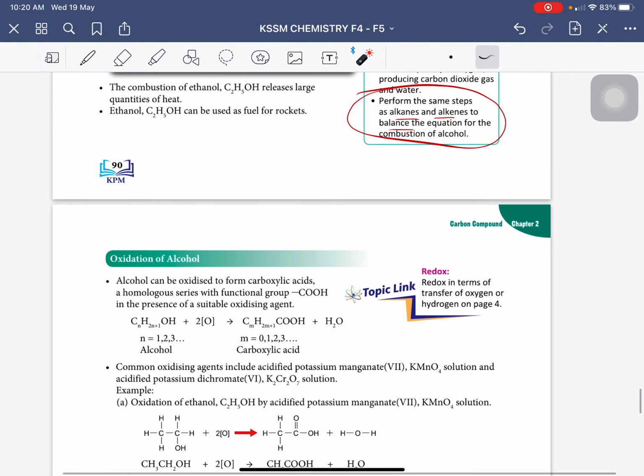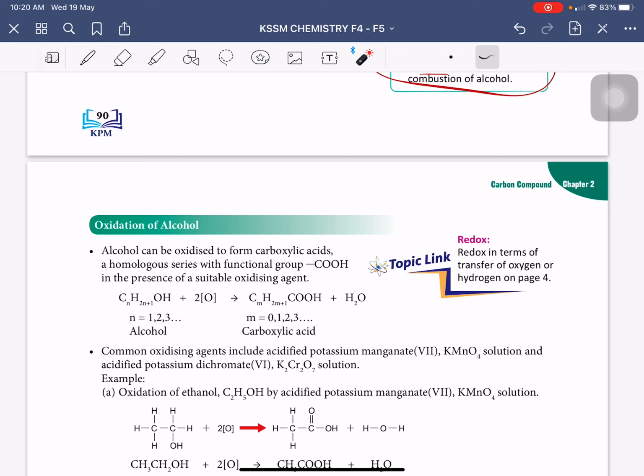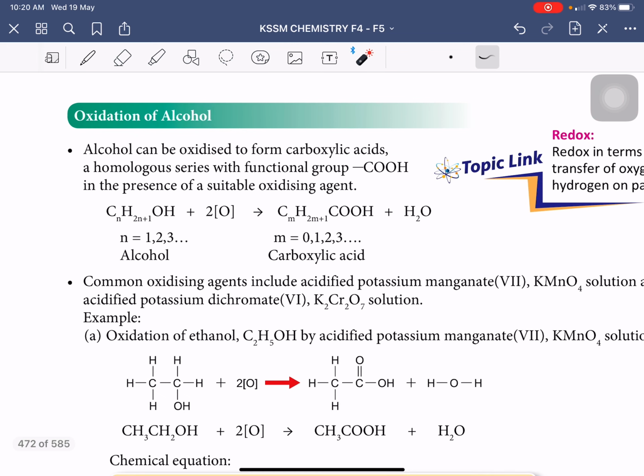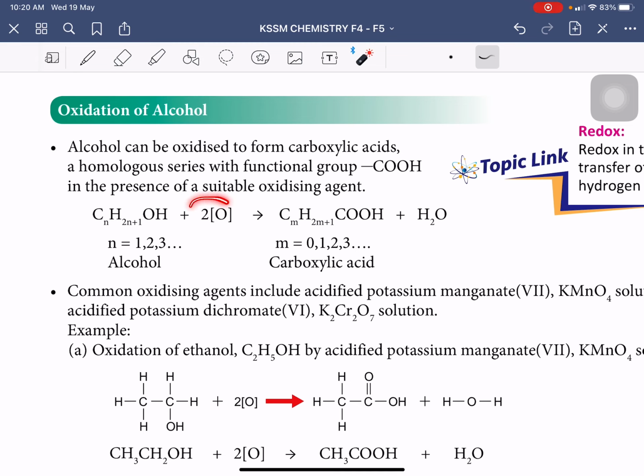Now I would like to proceed to the second chemical property of alcohol, oxidation of alcohol, pengoksidaan alkohol. Alcohol can be oxidized to form carboxylic acid. So this is another homologous series, the fourth one that you are going to learn. So far you already learned about alkane and alkene, and now you are learning about alcohol, and next you will learn about carboxylic acid. So when we oxidize alcohol, we will have carboxylic acid.